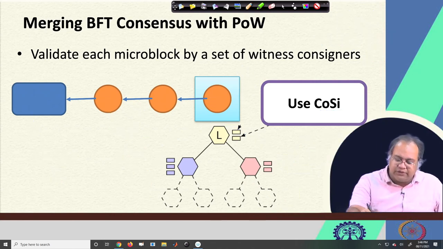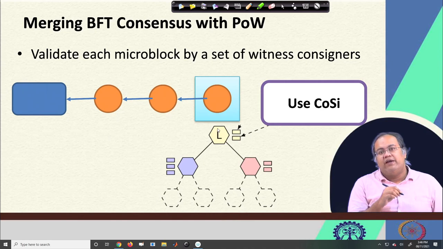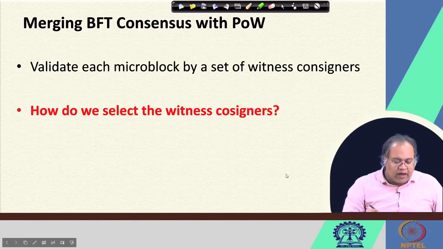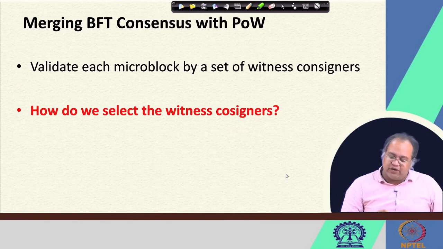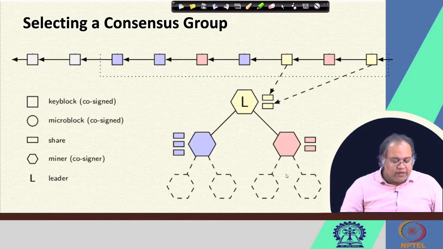But the question is how I am going to find out who will be part of this verification group, or the trustee group, or the witness cosigner group, whatever name you give it. So, we validate each microblock by a set of witness cosigners, but our question is how do we select these witness cosigners and create this trustee group, or consensus group. So, what we do is select them from the miners.